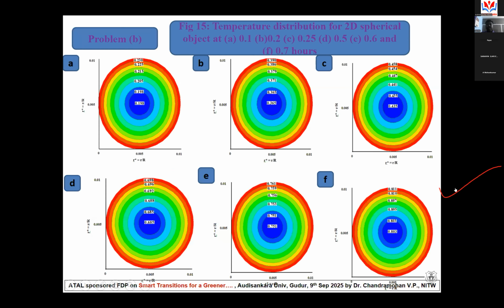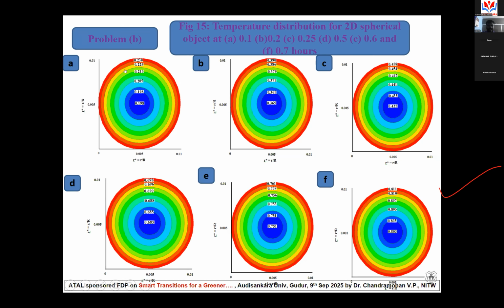Now this is another set of equations we solved, for green peas, which are spherical food products. Green pea means Pachai Patani in Tamil. Green peas were solved, and we could get the temperature distributions for different times: 0.1 hour, 0.2 hours, 0.25 hours, 0.5 hours, 0.6 hours, and how the temperature is increasing inside the green pea is plotted.